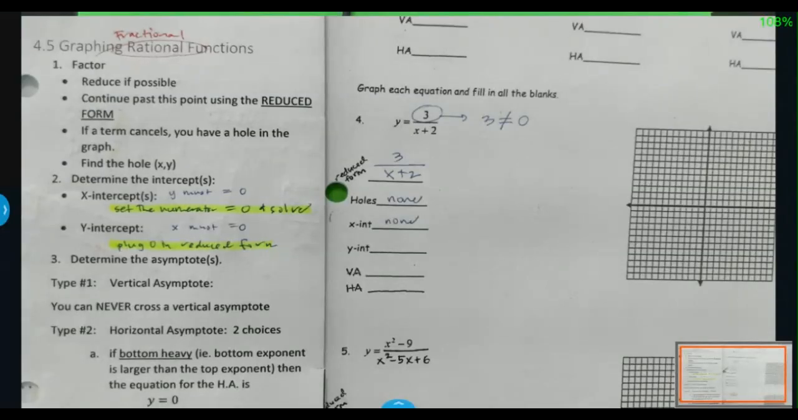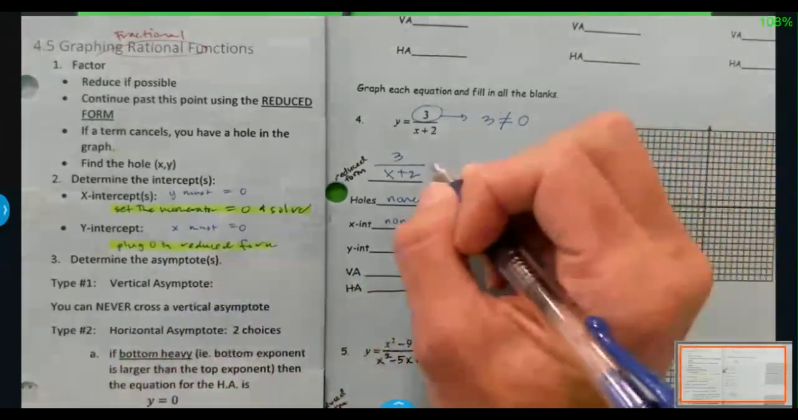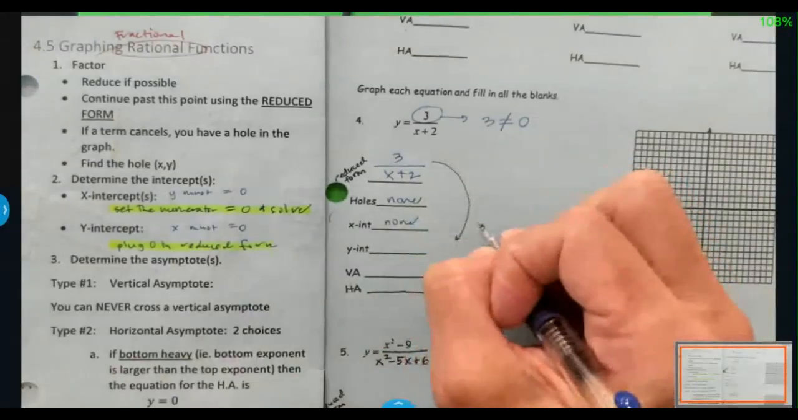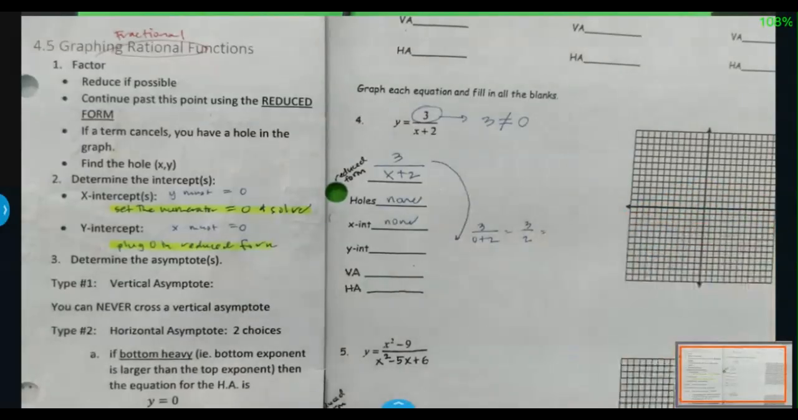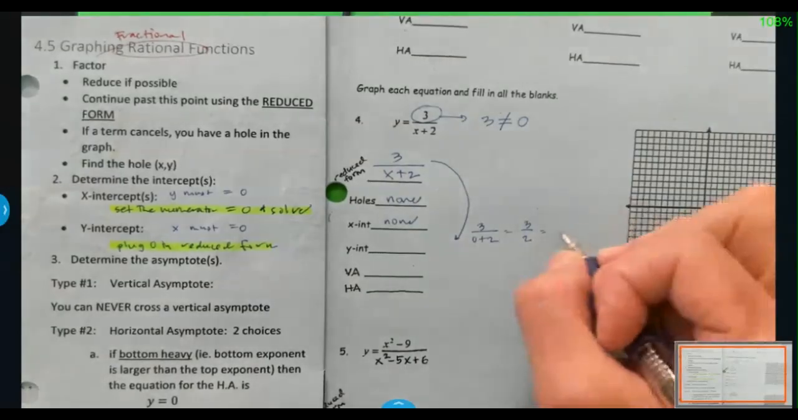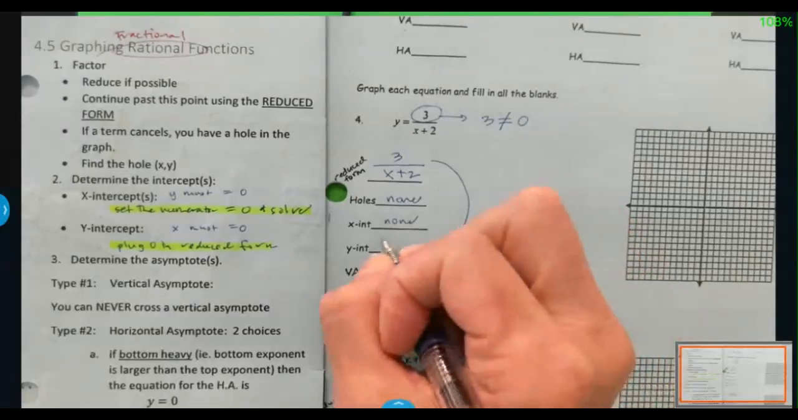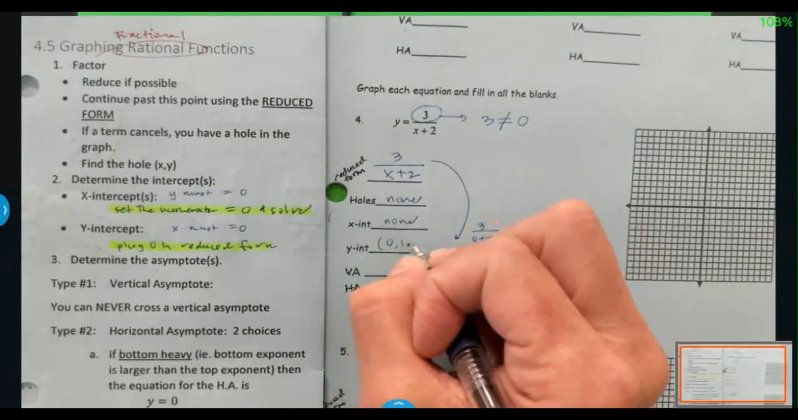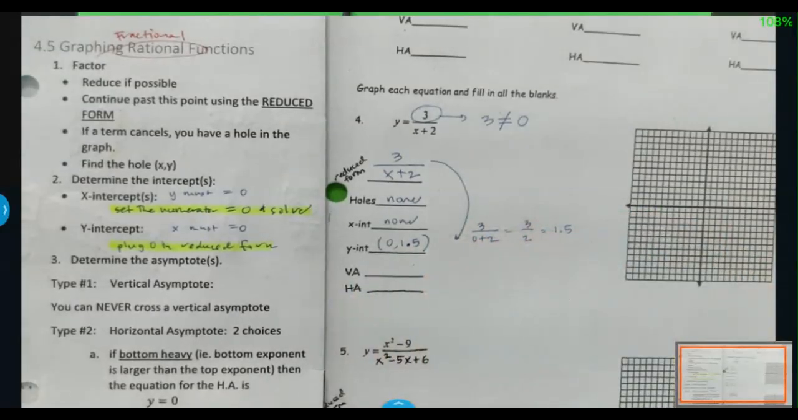All right, to get the y-intercept, you plug a 0 into reduced form. So here's reduced form. So to get the y-intercept, we just plug in a 0. 0 plus 2, that's 3 over 2. We want to convert these to decimals because it's easier to graph. So that's going to be 1.5. Now, remember that the y-intercept is an ordered pair. So put 0, 1.5. There's the y-intercept.